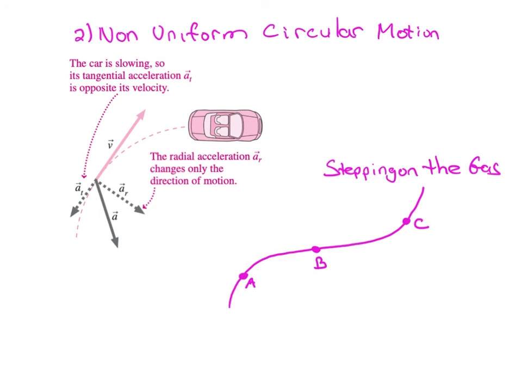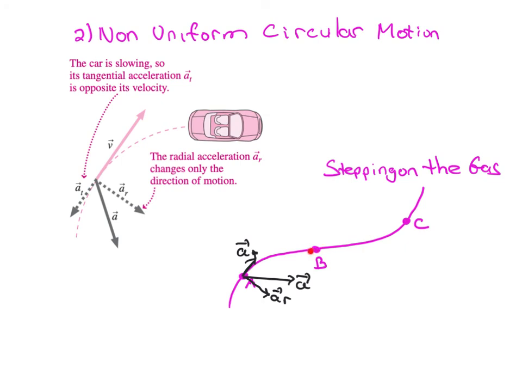Well, at point A, there are going to be two components to your acceleration. There's your radially directed inward component, A sub r. And now, because you're speeding up, the tangential acceleration component is going to be directed the way I've shown here. So when you add A sub t and A sub r, you get a total acceleration at this point that points roughly this way.